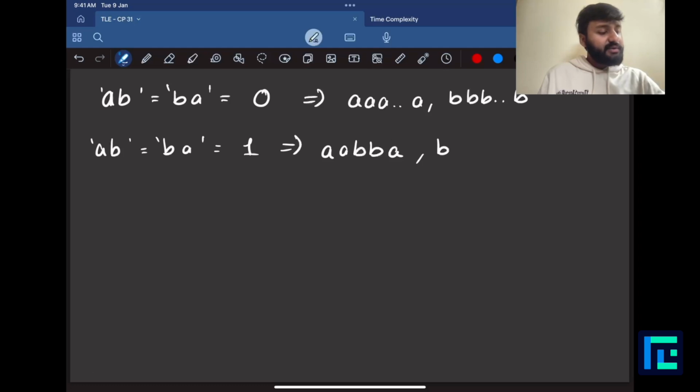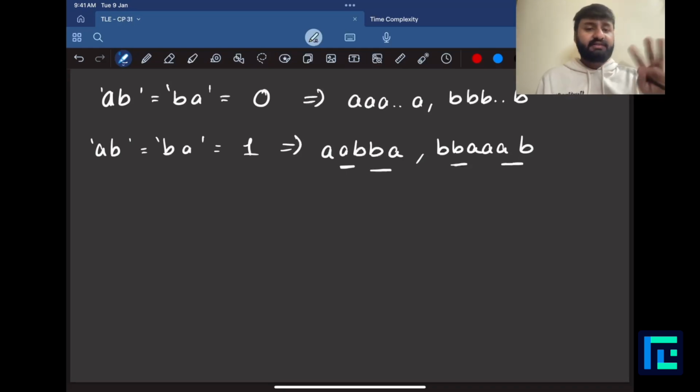Or maybe it starts with B, then there are some A's, and then it ends with a B. I think these are the only two cases: it starts with A, some B's, then ends with A, or it starts with B, some A's, and then it ends with B. Now, in this case, of course, it's very clearly observable: AB, BA, one month time coming. BA, AB, one month time coming. So this is a good example.